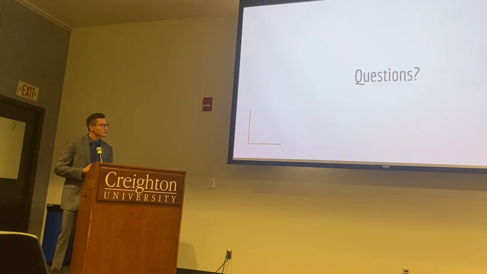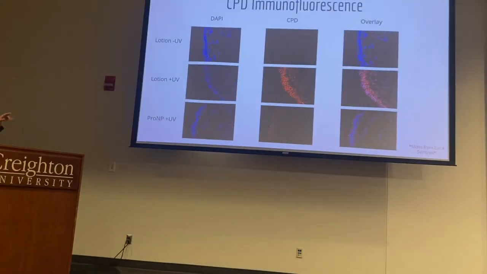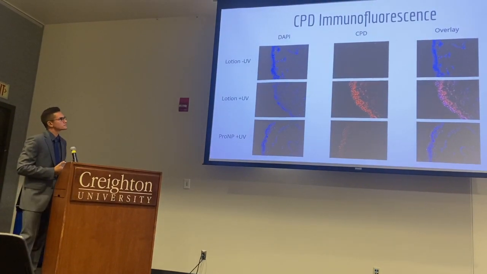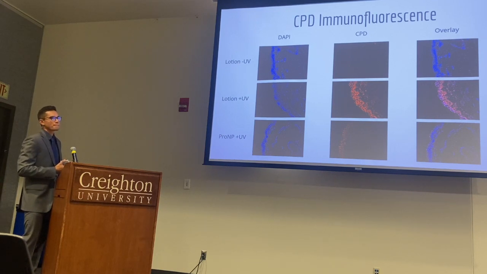Can you go back to the immunofluorescence stainings? Let's start there. So you showed that the lotion plus UV has a pretty strong staining, and it seems to be less with the ProNP plus UV, at least visually, and you chose to look at it on a per CPD basis, but I wonder why you did it that way as opposed to just looking at the absolute number of CPD spots that you see per DAPI spot. Right, it seems like the absolute number of those spots is diminished, but you seem to choose to look at the fluorescence per cell as opposed to the fluorescence per total cells. You see what I'm saying?